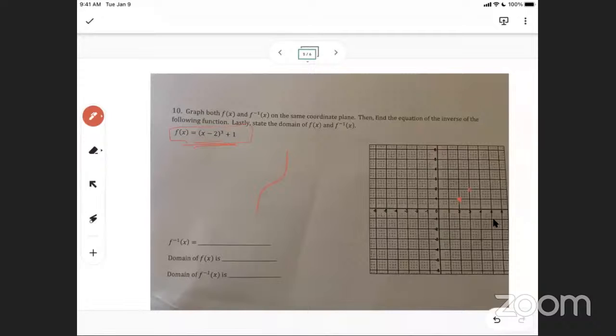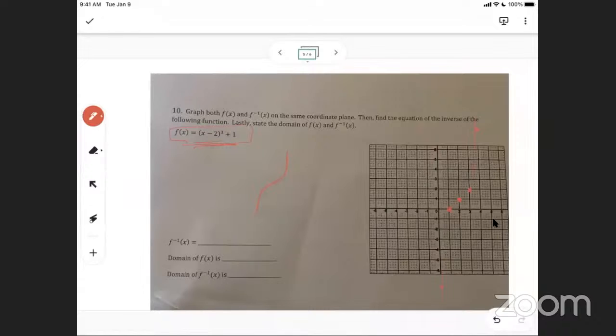So instead of starting at 0, 0, it starts at 2, 1, and then it goes up 1 to the right and over 1, and it goes down 1 and over 1, and then it goes over 2 and up 8, so it'd be up here somewhere, and it goes left 2 and down 8, so it'd be down here somewhere. You understand how I came up with that? Yes. So there's your function.